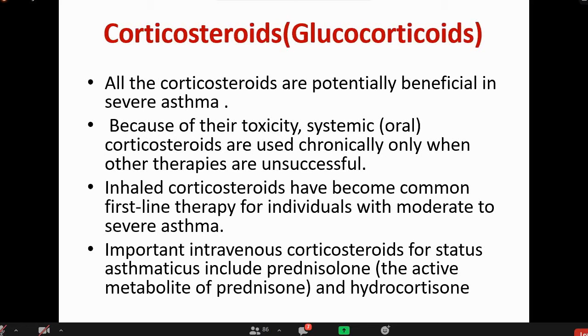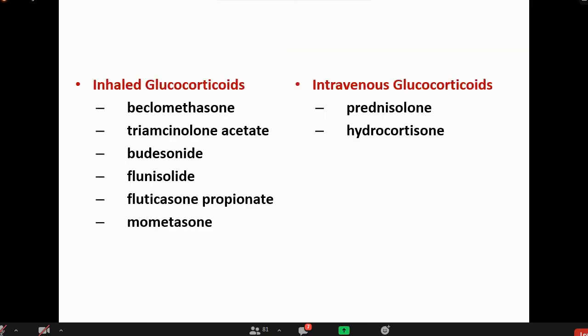quickly, right? These include prednisolone, the active metabolite of prednisone. This is one of the intravenous preparations that can be used in an emergency situation, and hydrocortisone. So this you must know, right? So what are the parenteral preparations that can be used in an emergency situation? Your answer would be prednisolone and hydrocortisone. So this slide is very much important, right?